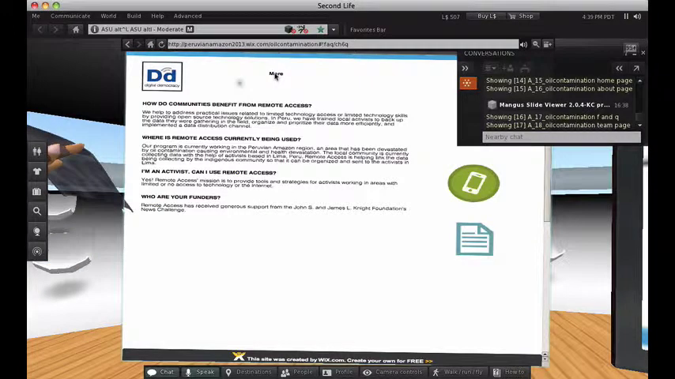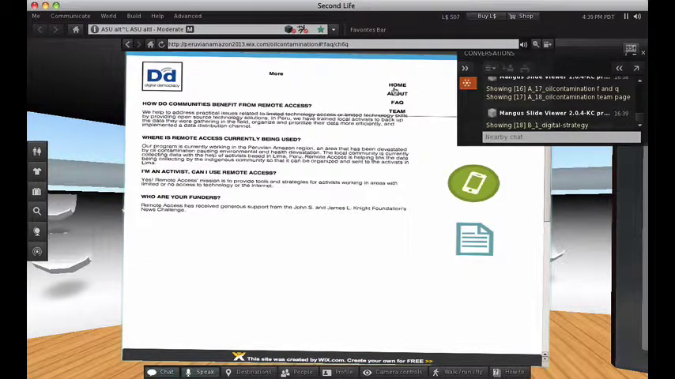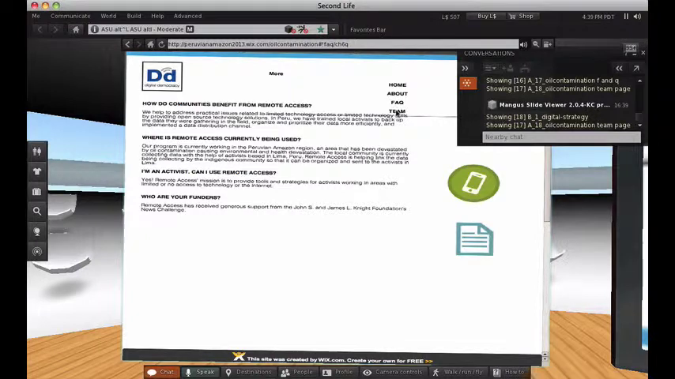So this is the microsite that we designed for Digital Democracy's remote access program. Congratulations to you guys. Oh, sorry. Yes. Thank you.